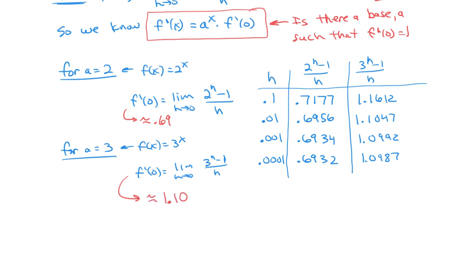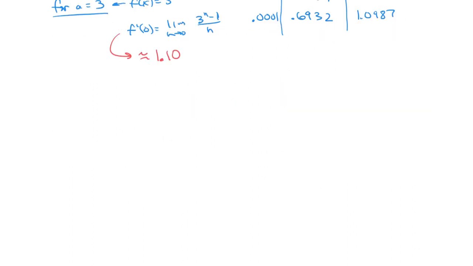So what we really want is some number that's probably between 2 and 3 such that this is exactly 1. Right, that's what we're looking for. We want the derivative at 0 to be 1. So we want some number that when we do this, these numbers will be approaching 1. So sometimes in math, if you really want a number and you can't find it, you define a number. So this is what we're going to do. We are going to define the number e.